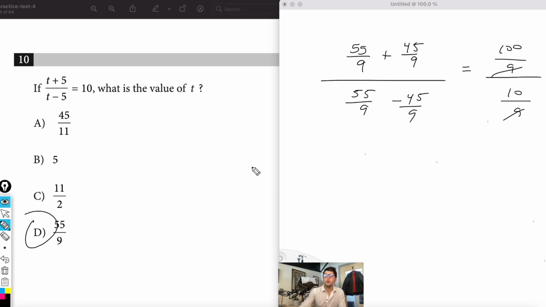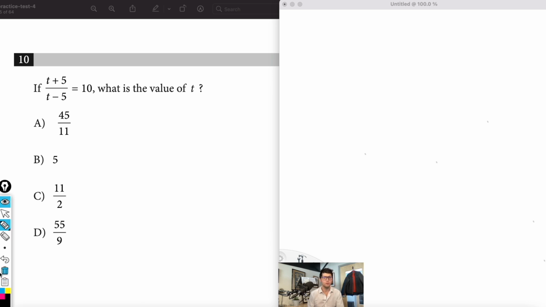You could do this question in a more traditional way. You don't have to use real values here. You could say t plus 5 over t minus 5 equals 10. If I multiply both sides by t minus 5, I have 10 times t minus 5, and distribute. There's nothing wrong with this approach. In fact, it may be faster to just do this approach.